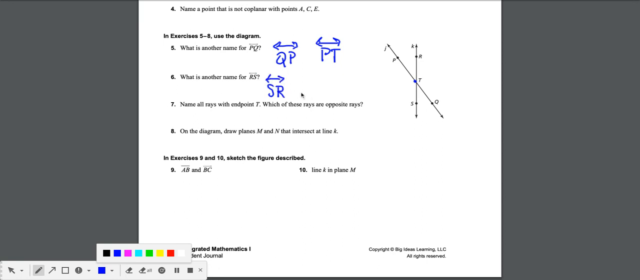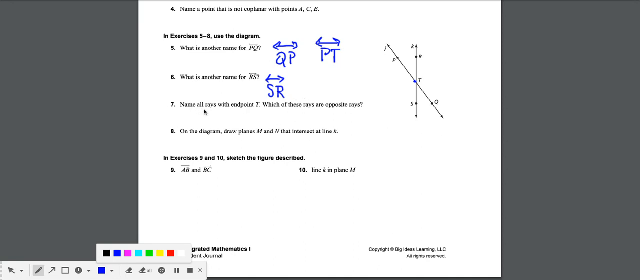What is another name for it? Well, there's T right there as well. And so you could actually go RT with a line above it. You could go TS. There's lots of different options you could have. All right. Just not Q or P because it needs to be on this line. And it only takes 2 letters. If you wrote down 3 letters, wouldn't work. No, we don't do that. We just do two letters.